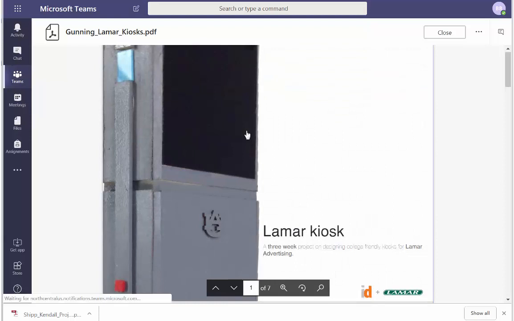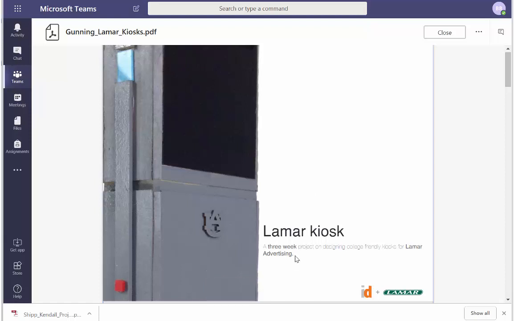All right, Lamar. For your first page, you don't really have to highlight stuff. I might do Lamar advertising kiosk 3 project, but you really shouldn't have the bold stuff on the first page.